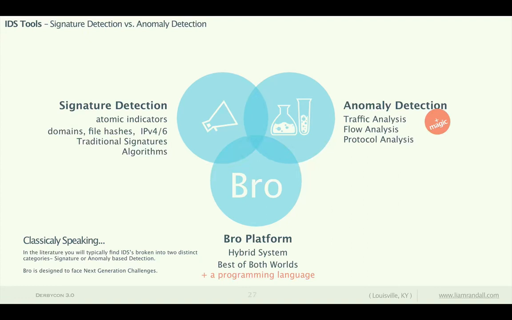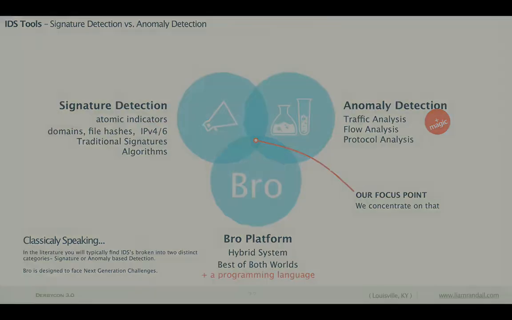So the system that I spend a lot of time working on is called the Bro platform. And it is essentially a hybrid platform that offers the best of both worlds. But more importantly, it includes this very powerful programming language that is what really separates it from everything else that seems to be out on the market today. And we really try to focus on that area where we can kind of bring together all of this unique intelligence. So seriously, so what is Bro?